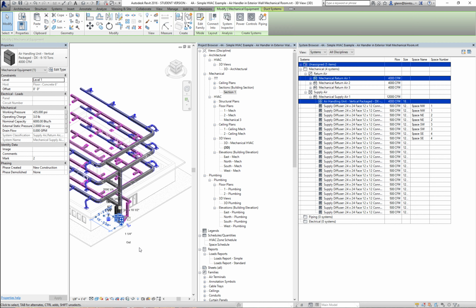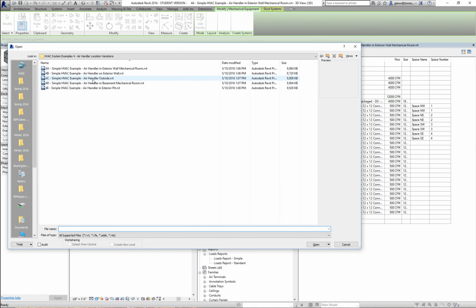Okay, beautiful. For the most part, think about where you want your air handlers to be. We have them outside, in the basement, on the roof, in exterior pits, in exterior walls, in a mechanical room. You have a bunch of different variations. Take a look at them and think about where you want your air handler to be. But a mechanical room is typically not a good place for it.